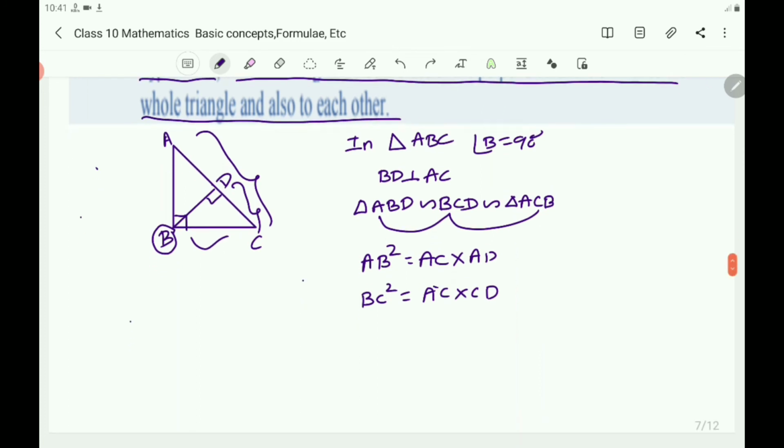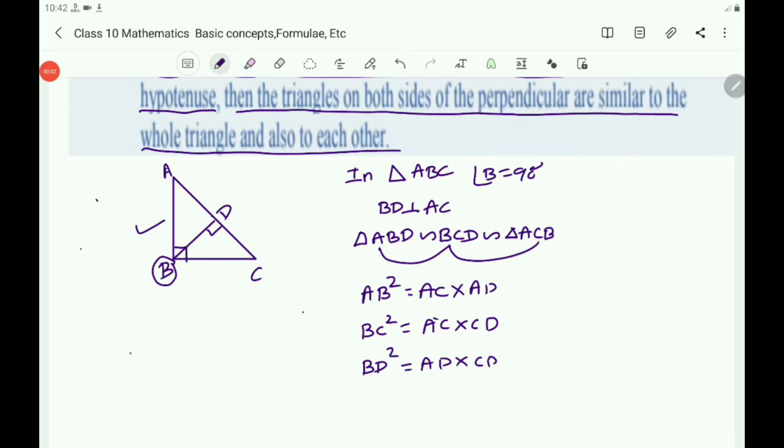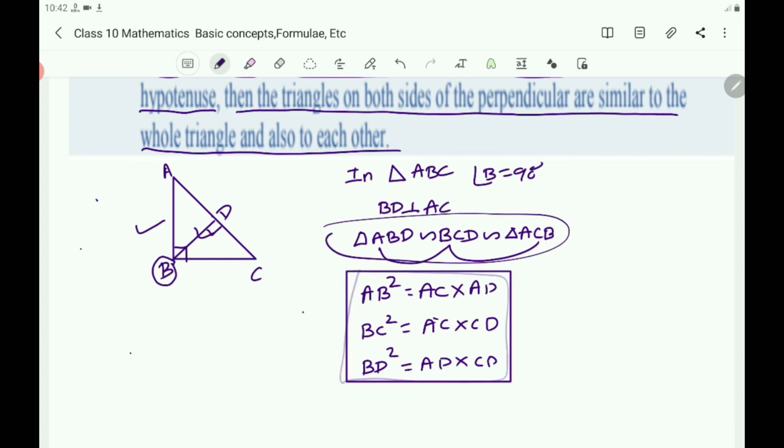Next one. BD square is equal to AD into CD. Here you observe BD square is equal to AD into CD. If a right angle triangle is given and a perpendicular is drawn from the vertex to the hypotenuse, you will get these important relations, which are important to solve many problems. So keep them in your mind while solving multiple choice questions.